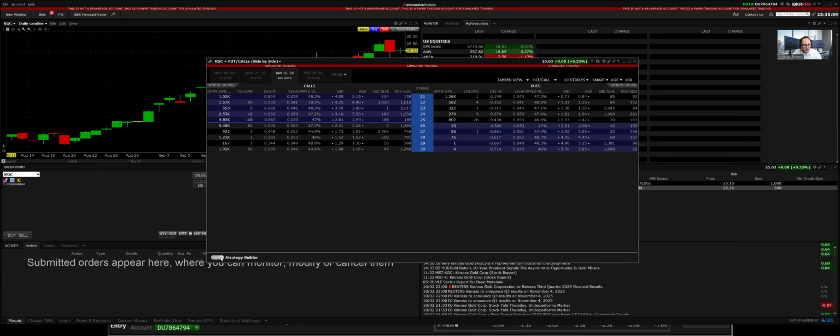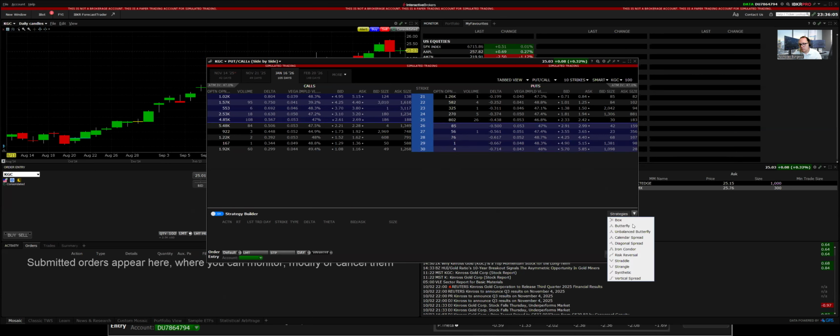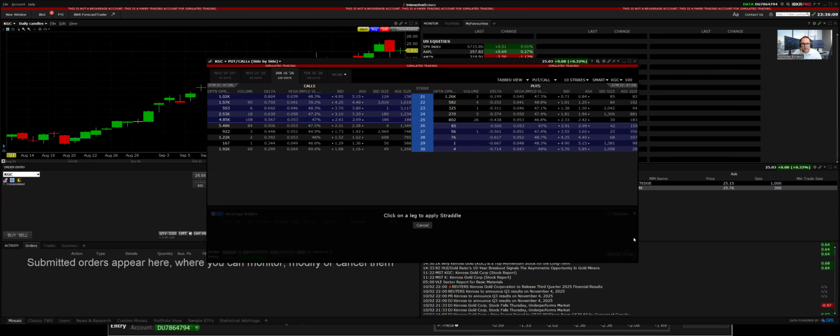Then you turn on the strategy builder, and you see the strategies window will show up in the bottom right. Quite a lot of different strategies you can pick. I'm going to pick straddle in this case. Then it asks you to pick a leg to apply the straddle to. Nothing happens until you highlight a bid or ask price. You can do it on the put or the call.